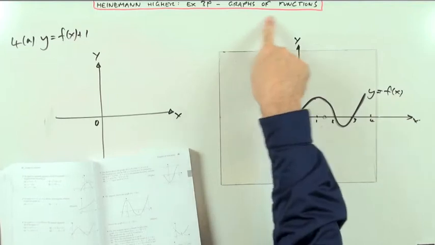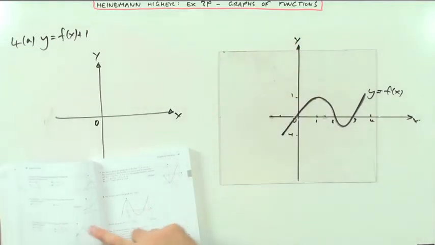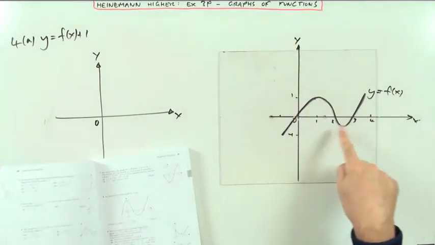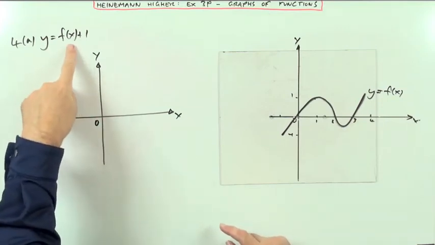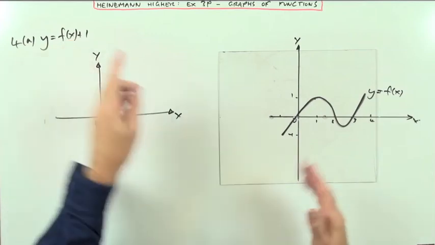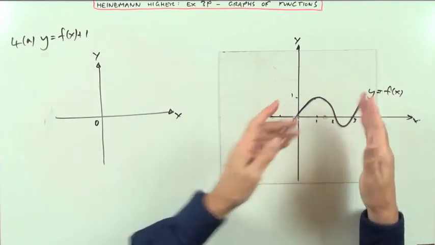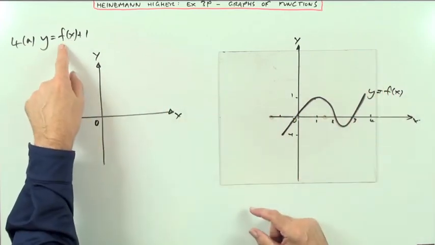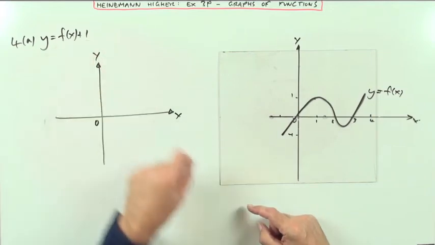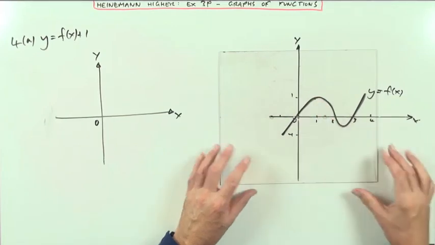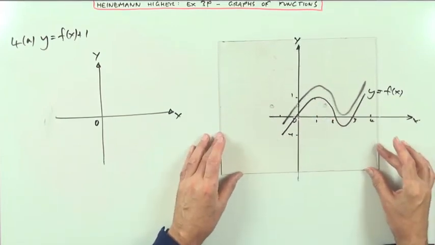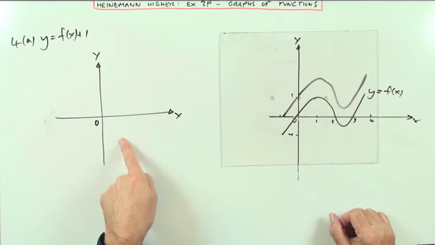Heinemann Higher. Graphs of functions, exercise 3p, question 4. We've got this graph to transform in 4 fairly simple ways. The first of them is this one. Leave the x's alone so the answers will stay in the same positions, but the answers, f's the answer, will all go up 1. So each of these points here, including that turning point at 1, 1, is going to move up 1 to end up looking like this.